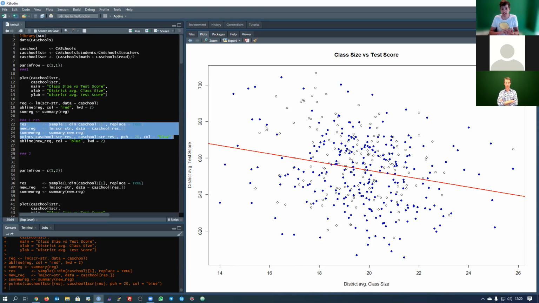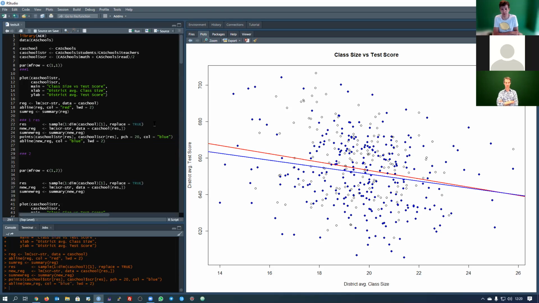And based on that data set, we can continue and again estimate the relationship between average class size and average test score. And as you can see here, this relation now is different. We have a slightly different intercept, but even more important, we have a slightly different slope coefficient.